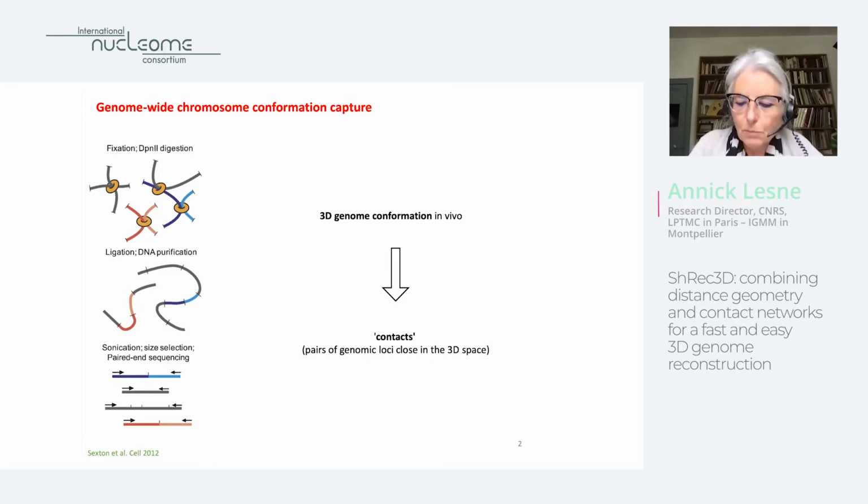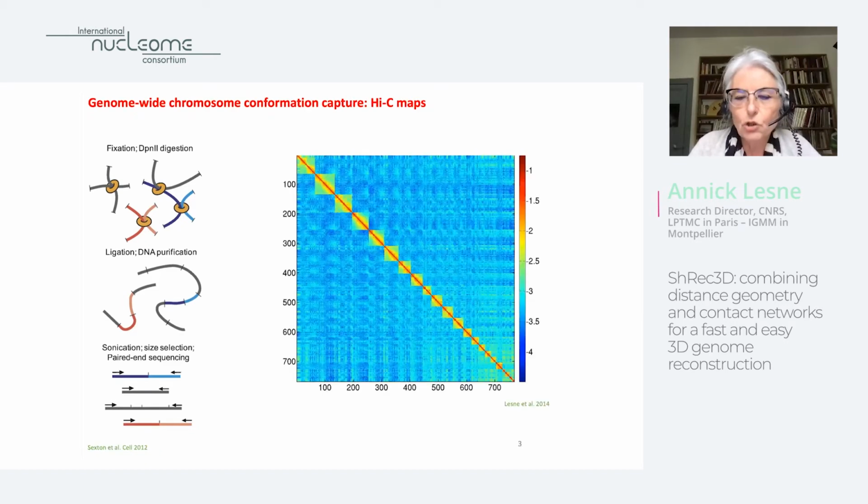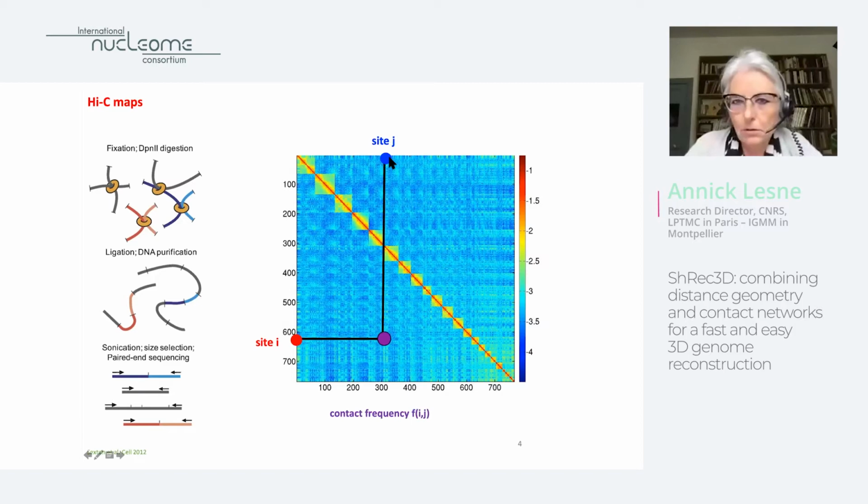These physical contacts are usually gathered in a contact map, here the genome-wide version. Such a matrix is read like the mathematical notion of a matrix, with, at the intersection of the line starting from site I and site J, the contact frequency between these two genomic loci. This matrix is symmetric, so you can read equally the contact frequency here or here.